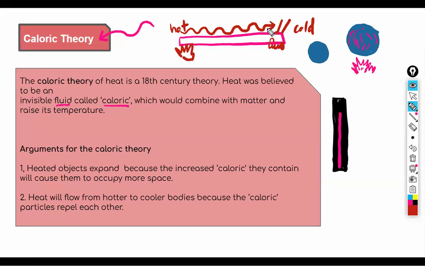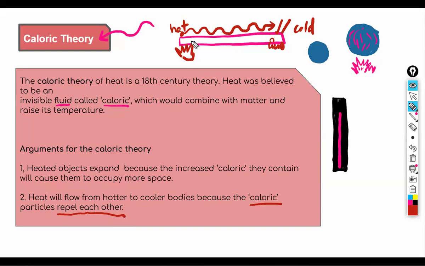And of course, people in the 18th century or way before the 18th century realized that heat takes time to travel. And they always realized it travels in the direction from hot to cold. So the heat would always travel from hot to cold. How did they explain this, right? Remember, caloric to them was a fluid, so it's made up of particles, right? They said that the particles would repel each other.